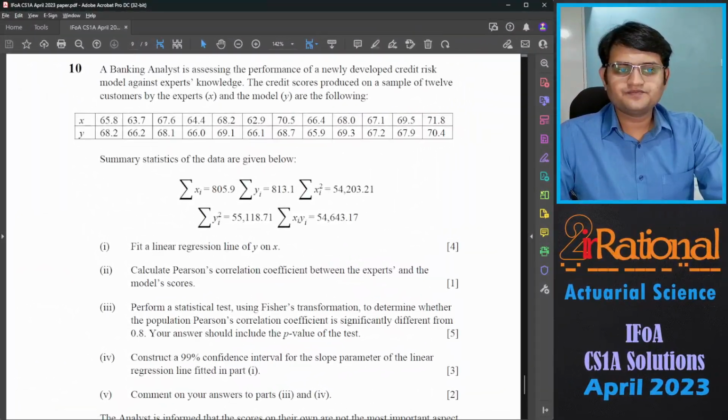Question number 10. A banking analyst is assessing the performance of a newly developed credit risk model against experts' knowledge. The credit scores produced on a sample of 12 customers by the expert X and the model Y are the following. A, fit a linear regression line of Y on X. Second part is calculate the Pearson's correlation coefficient between the experts' and the model's scores.